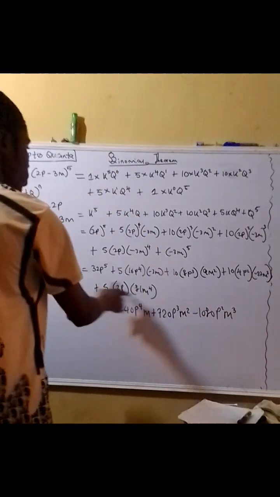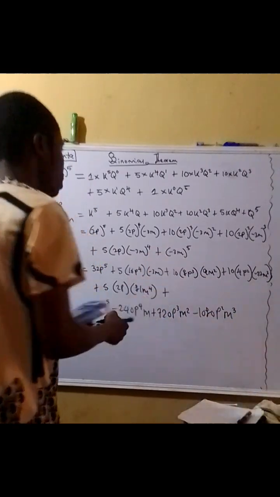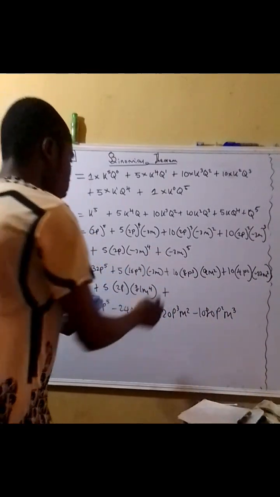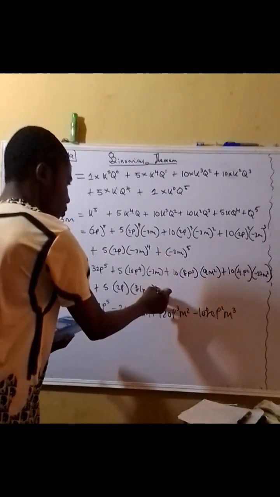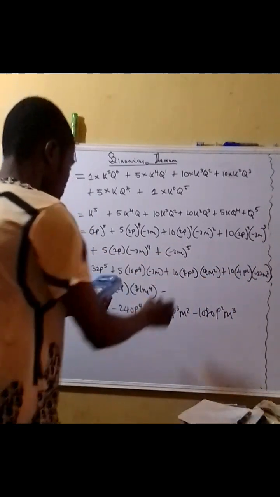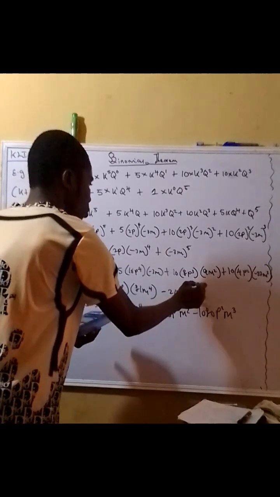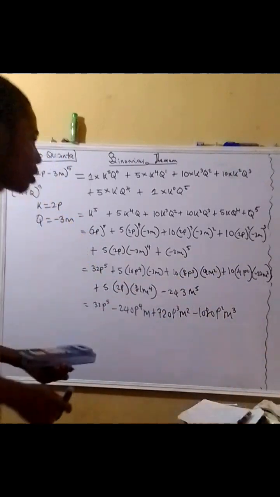Right? The next one, you have this. We have not even expanded this last part. Plus, so you have minus 3 raised to power 5. This will become minus, raised to power 5, you are going to have negative. Do not forget. So minus 243 m raised to power 5. The last part before this one, we didn't do this last part. You get what I'm saying?